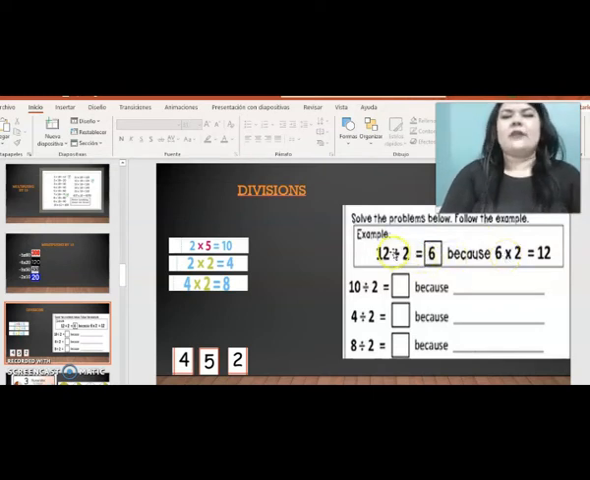For example, 12 divided by 2 is 6, but why is it 6? Because 6 times 2 is 12. Let's make this exercise together. 10 divided by 2 equals?